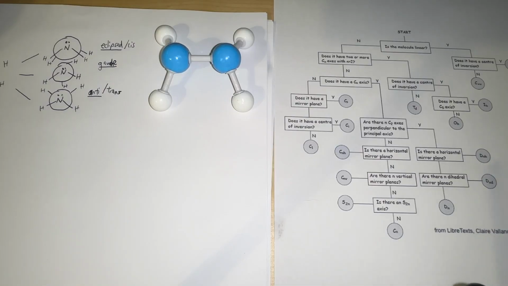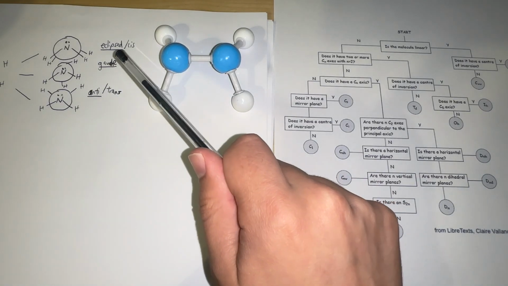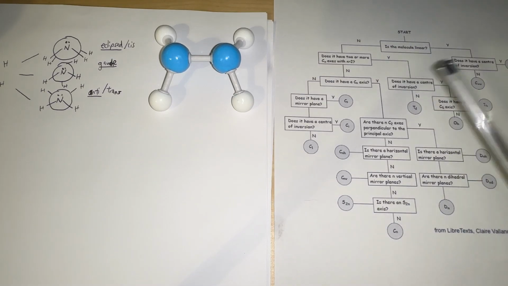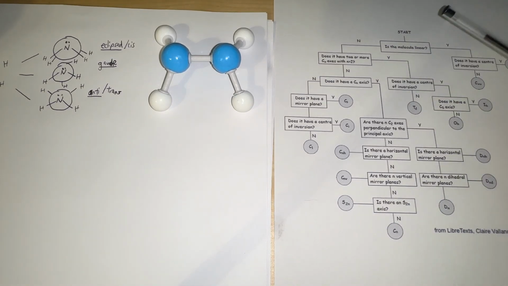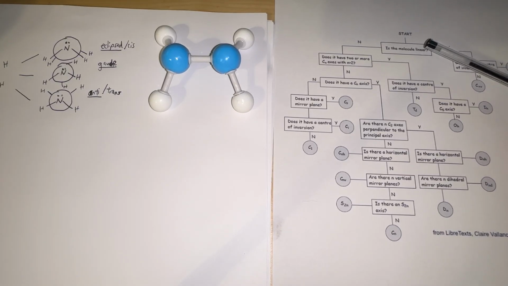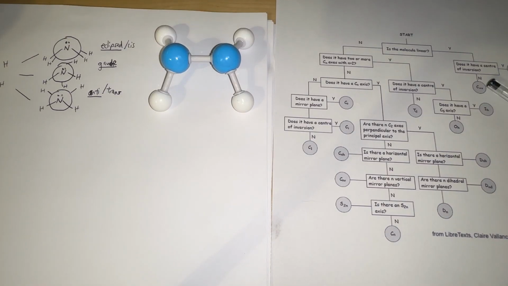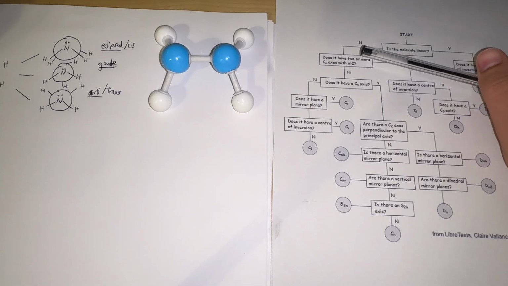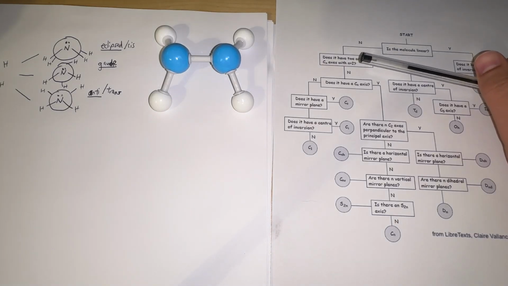Let's begin with the point group of eclipsed or cis-hydrazine. So we'll be using this point group flowchart. So the first question after start asks, is the molecule linear? It's not linear, and we know that because the linear ones are the ones that have an infinite rotation axis. So no, not linear. Then does it have 2 or more Cn axes with n greater than 2?